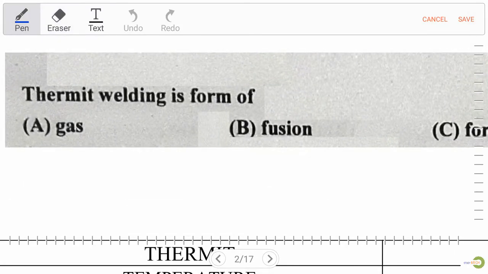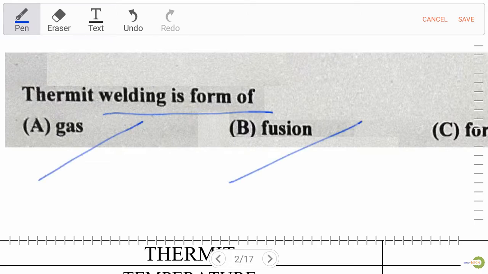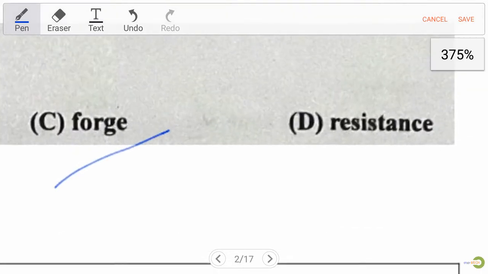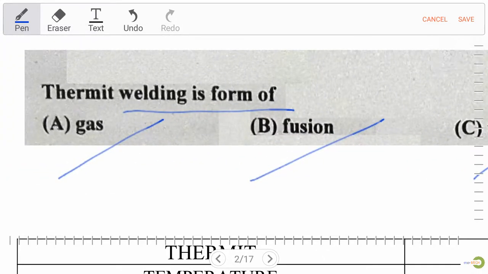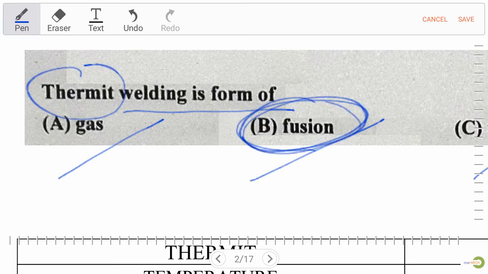Thermite welding is a form of: option A, gas; option B, fusion; option C, forge; and option D, resistance. First of all, our right answer over here is fusion. Remember, thermite welding is a form of fusion.